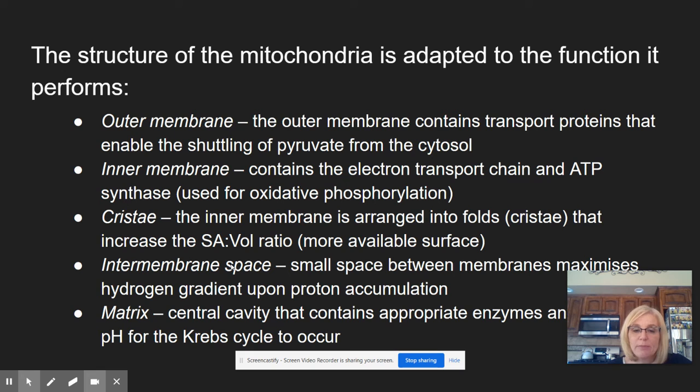You have the inner membrane space. These are the small spaces between the membranes, and they have to be small because we need to build up a concentration of hydrogen to push back through ATP synthase in order to make lots of ATP. And then the matrix, that's your central cavity that contains all of the enzymes, and it also contains your ribosomes. And it really does allow for the correct pH for the Krebs cycle.